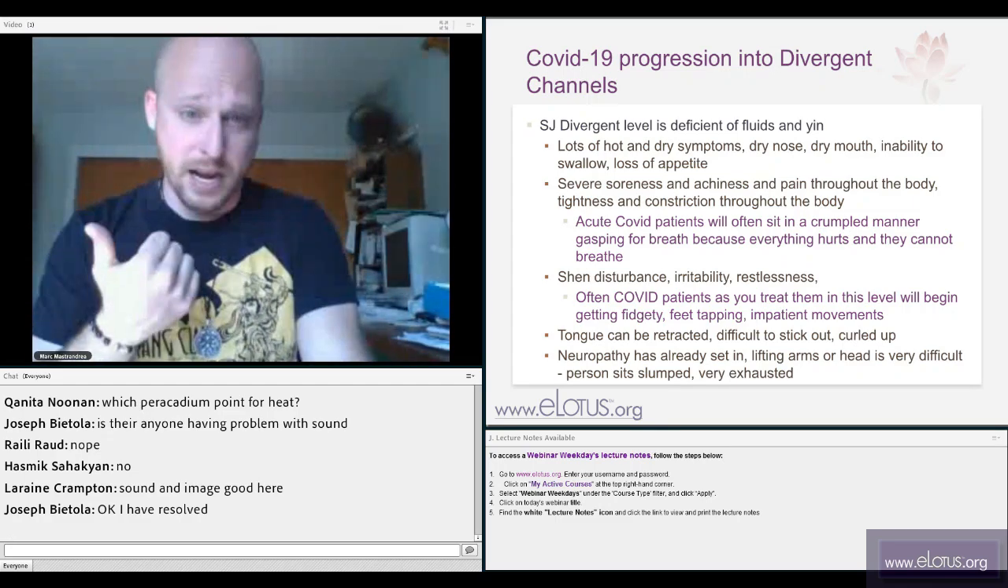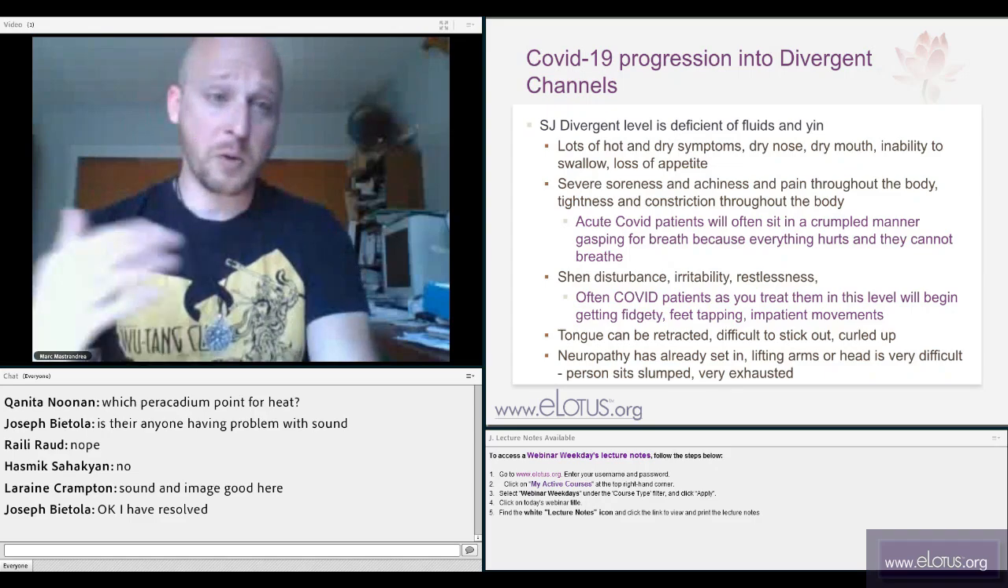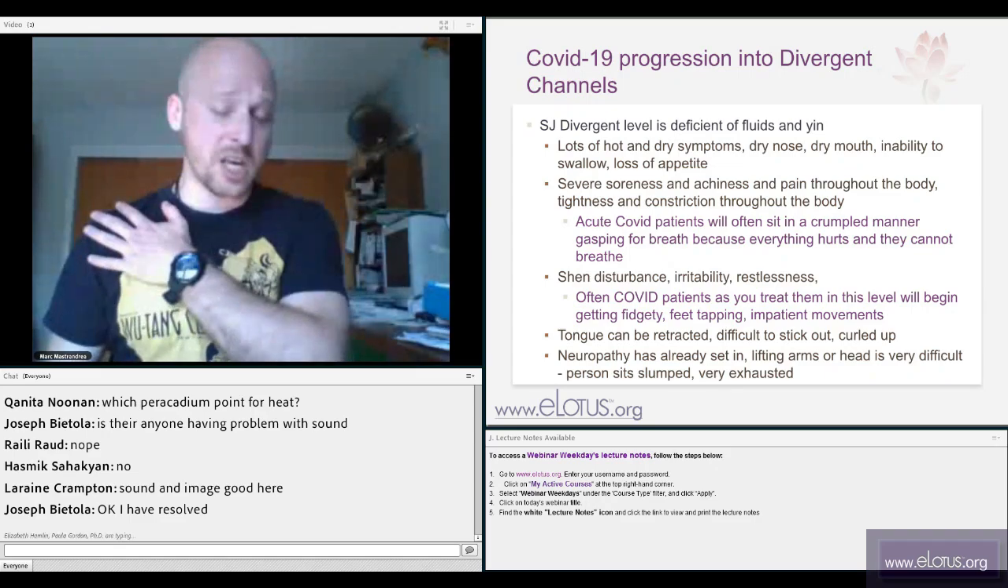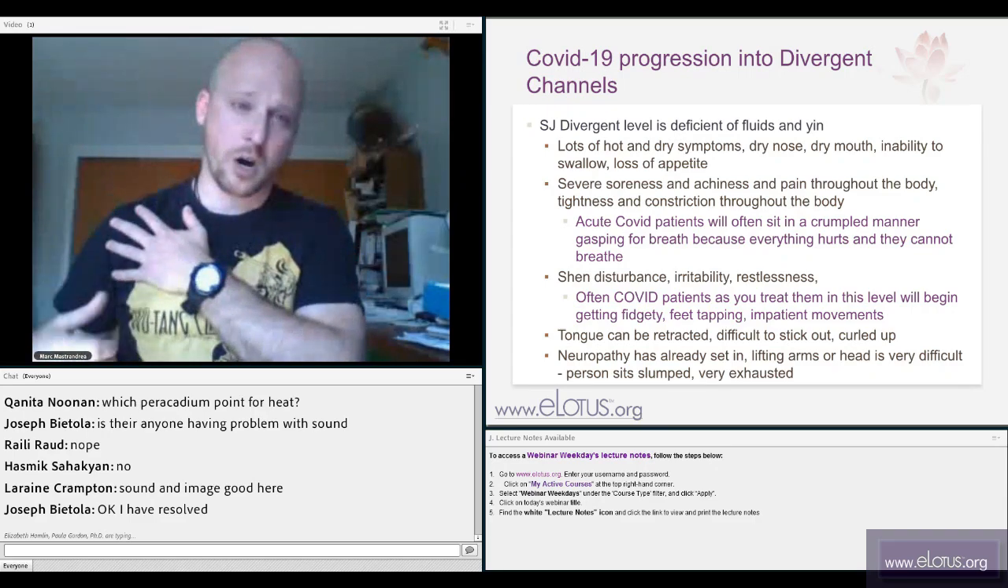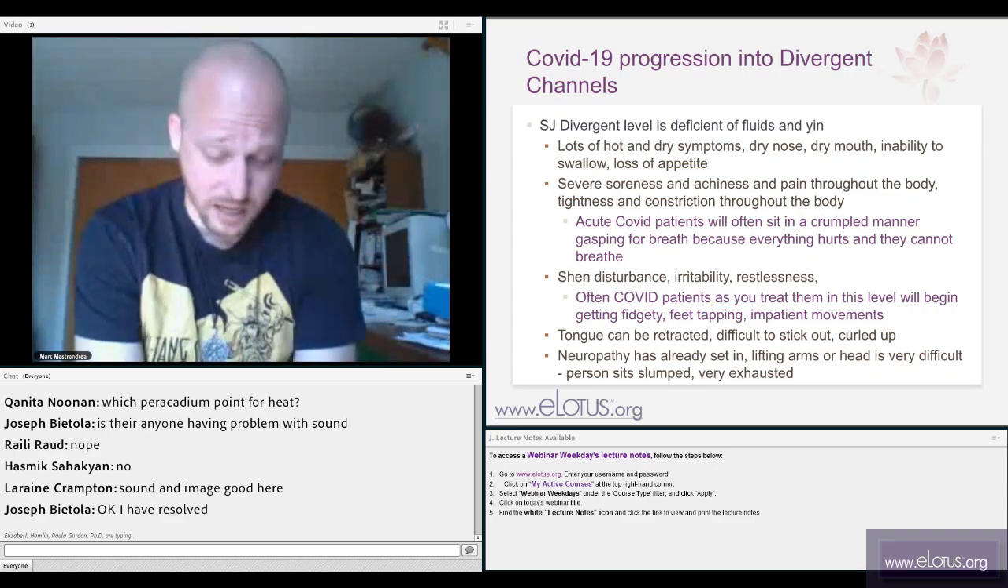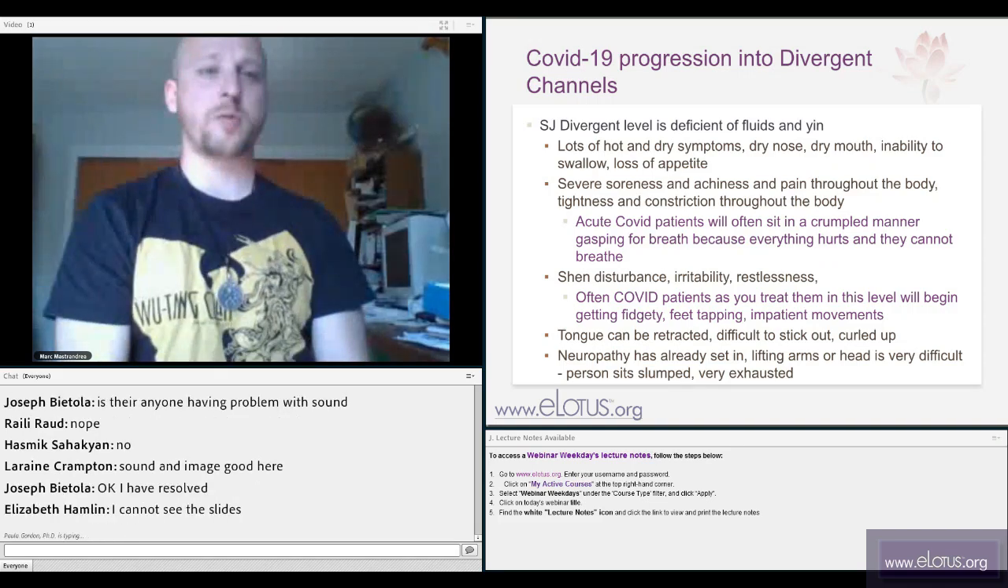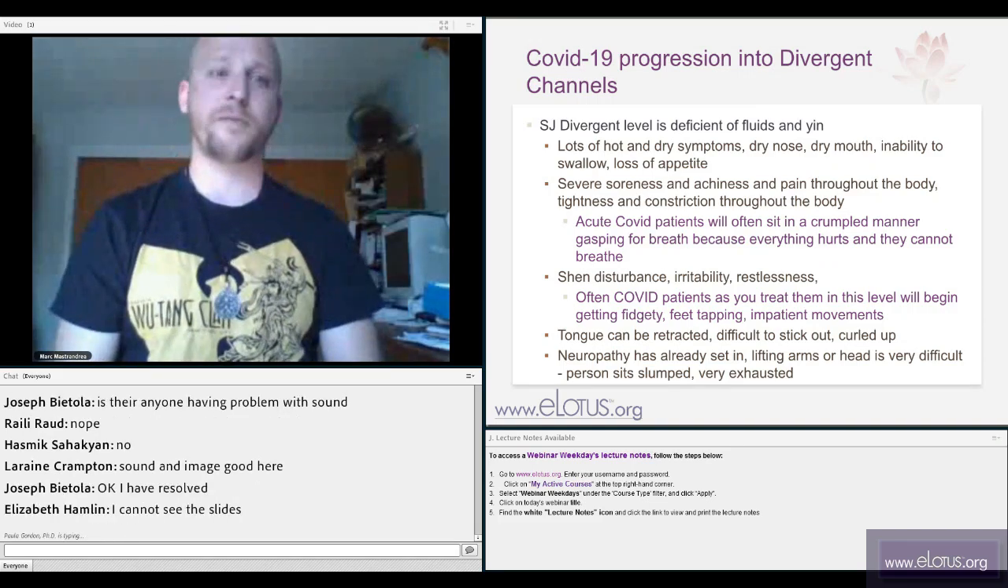So neuropathy has already set in the previous one. So now the qi is being burnt up because you don't even have yin in the sense of the fluids. So being able to lift the arms is not so. You'll see a lot of slumpness and a lot of exhaustion in this level. And not just people with bad postures. I mean, I have patients who have phenomenal posture.